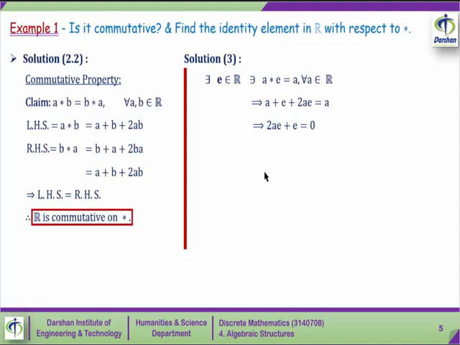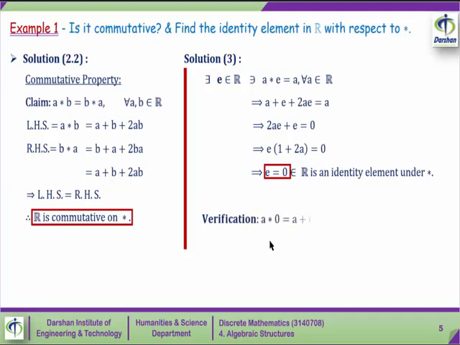Now we take E as common, then E into 1 plus 2A is equal to 0, implies E is equal to 0, which is from R. So 0 is an identity element. Now we verify that 0 is an identity element. For any element A, A star 0 is equal to A plus 0 plus 2 into A into 0, which is A. So here we see that A star 0 is equal to A for any element from R. Therefore 0 is an identity element.